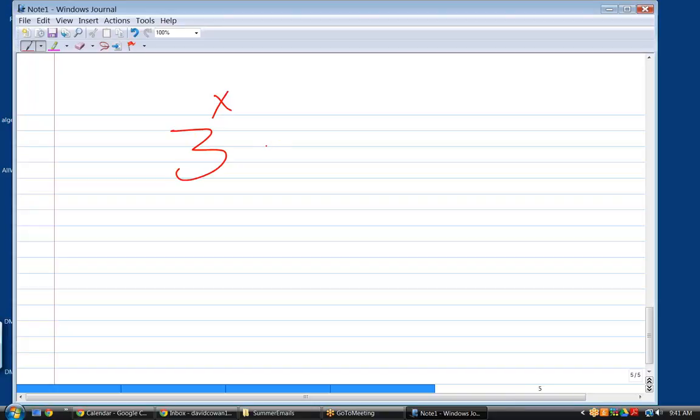Now here, the variable is in the exponent. Okay? So can you solve this? 3 to what exponent would equal 27? 7. No, 9. Not 3 times an exponent. Remember, when you have an exponent, it means you're multiplying that number together however many times the exponent says.